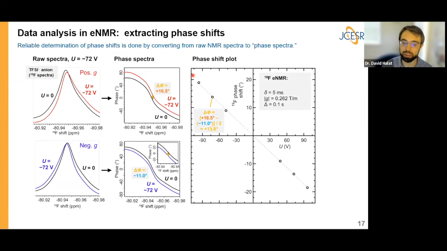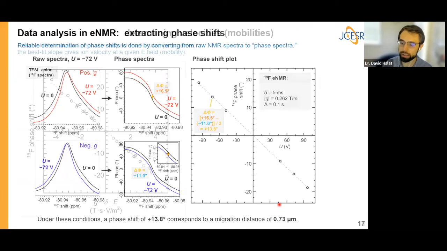We can repeat this procedure at multiple different applied potentials, and what we obtain is a linear fit. And what that means is that the anion migration distance is proportional to the applied field. That's what we expect in the absence of convection or any other artifacts. That's really what we're looking for here. And also each phase shift can be directly converted to a migration distance. It turns out that with these particular parameters, plus 13.8 degrees corresponds to an average migration distance of plus 0.73 microns.